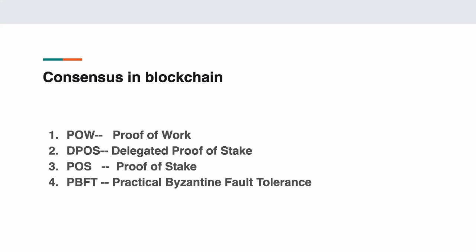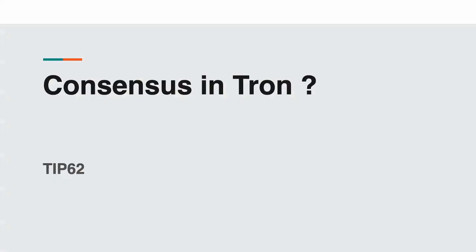The next ones are DPoS and PoS. These two I will cover in more detail on the next slide. Lastly there is PBFT. It's also widely used in blockchain, but I guess few chains use PBFT right now. Then the consensus in TRON: this is all the consensus. We have TIP 62.